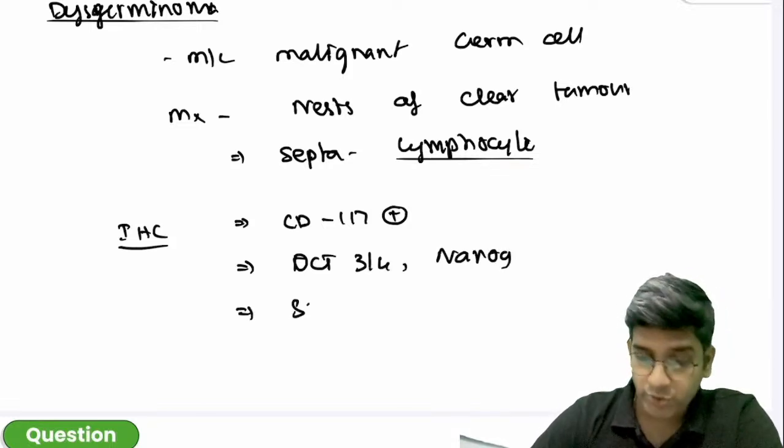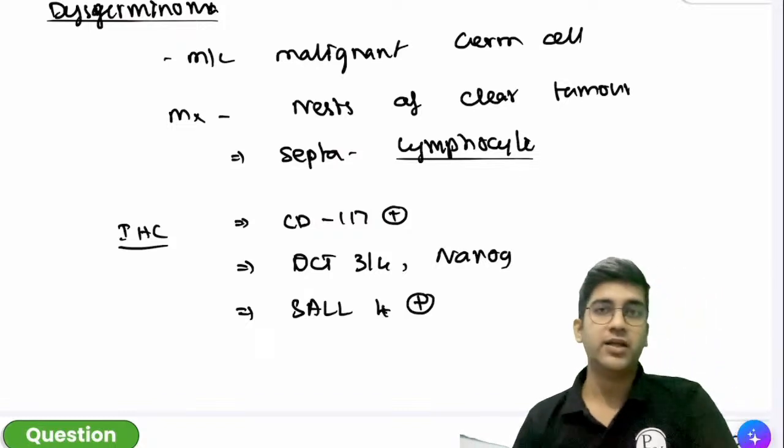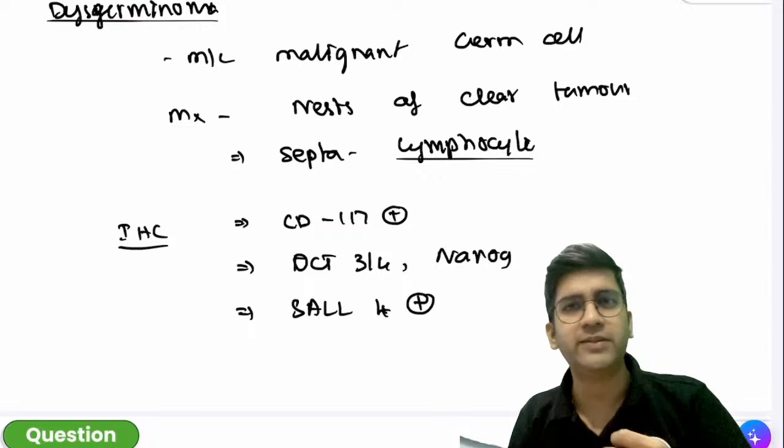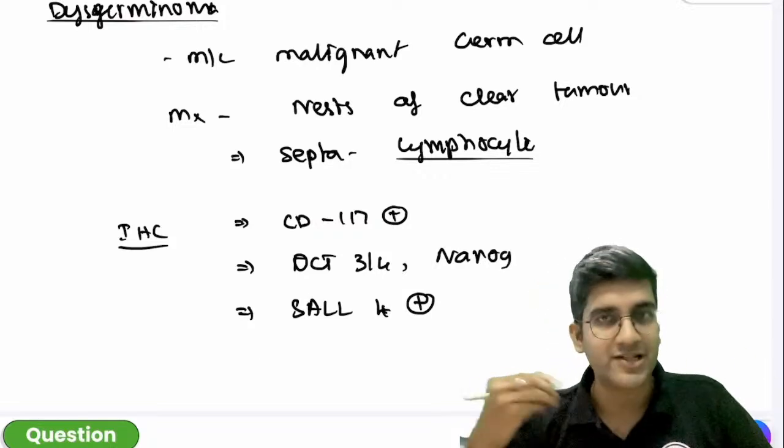The recent marker which is used is SALL4. This came in one of the exams. SALL4 positivity. Remember, these are very rare, recent advancements, not very important. Consider the rest. If it's repeated, you should know that.